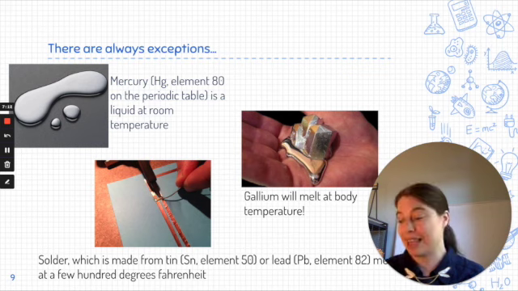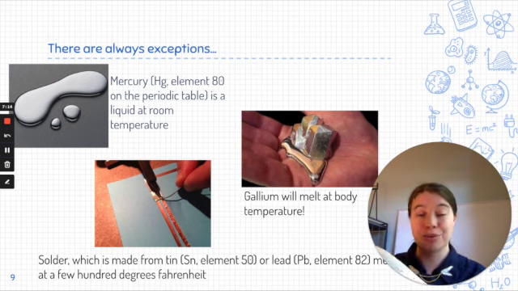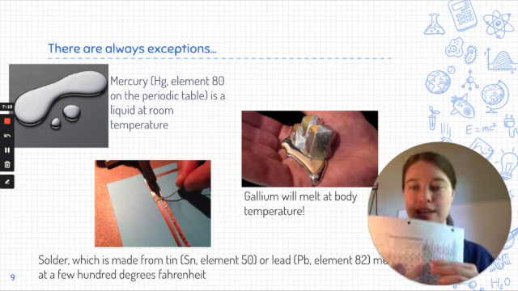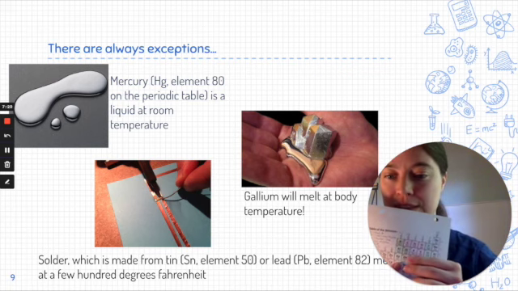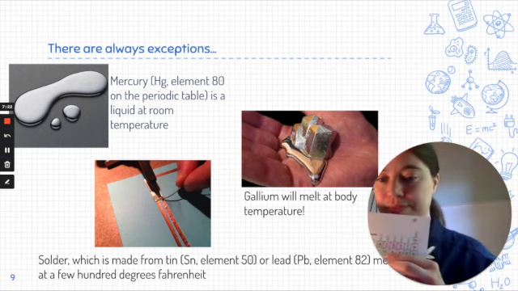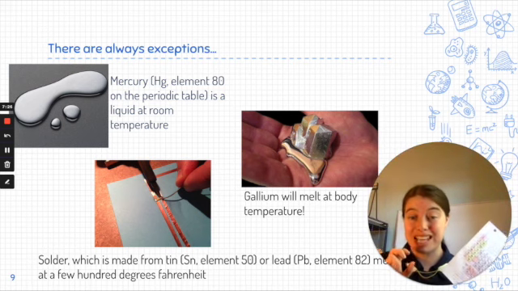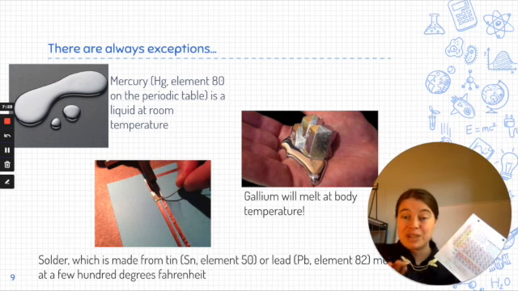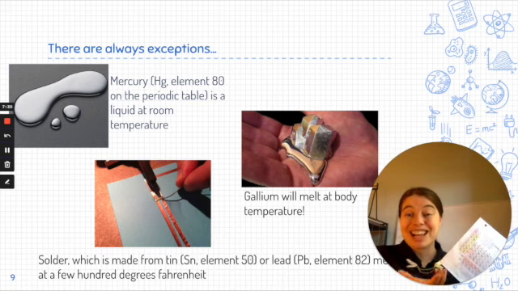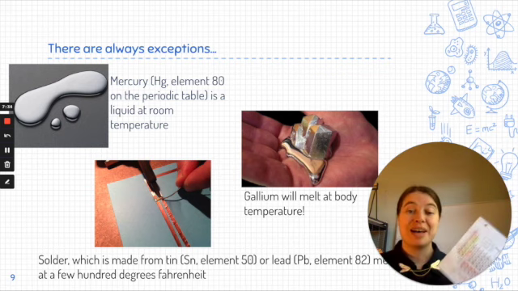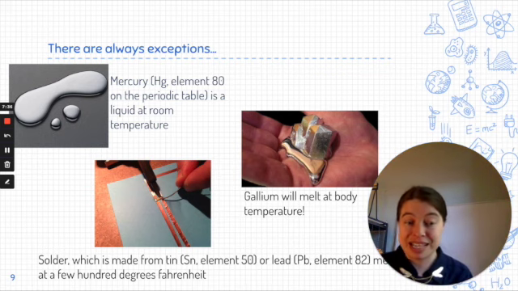Gallium, which is another metal, is element number 31. Its symbol is Ga. So it is right here on your periodic table, gallium, Ga. Gallium actually melts pretty much at human body temperature. So if you have a gallium crystal and you put it in your hand, it'll actually melt in your hand, which is pretty weird. So gallium melts at body temperature.